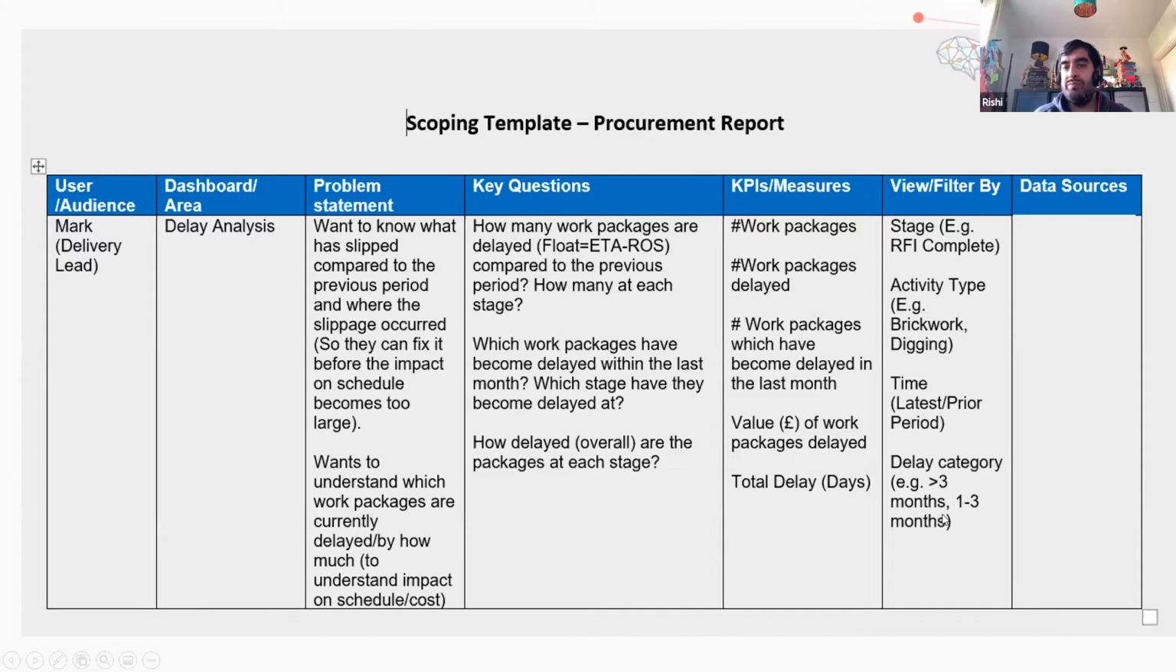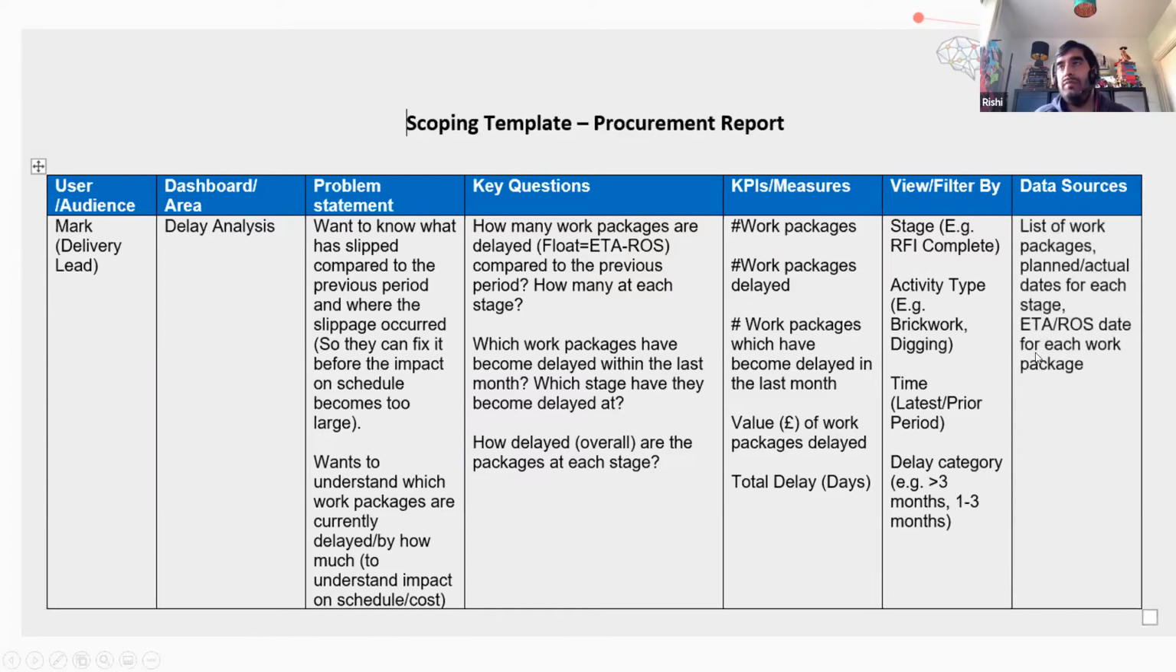We want to break it down into those that are delayed more than 3 months, or 1 to 3 months, or 1 to 2 weeks, because the amount of the delay is going to have a real impact. Especially if we've got hundreds or thousands of work packages, we want to identify those that have the highest delays, or ones that we know we can do something about.